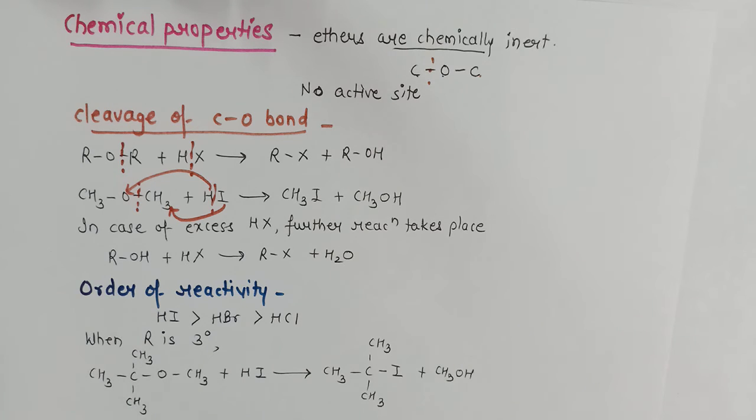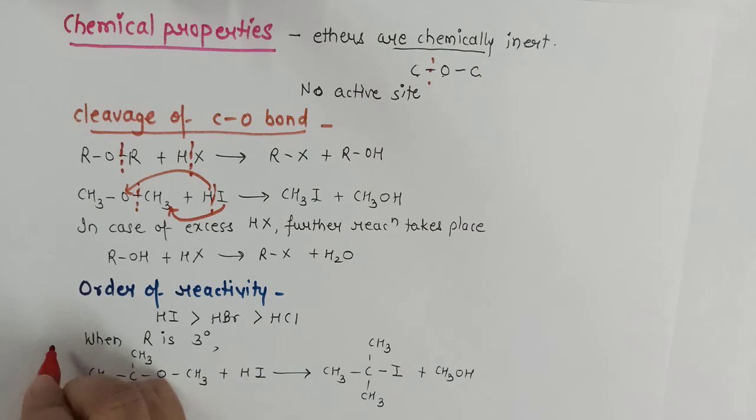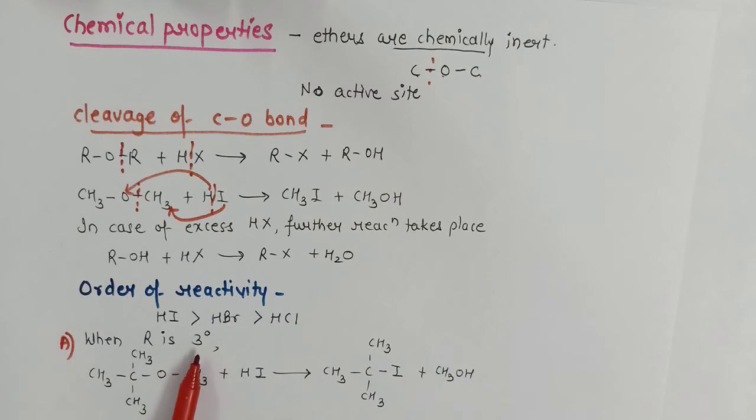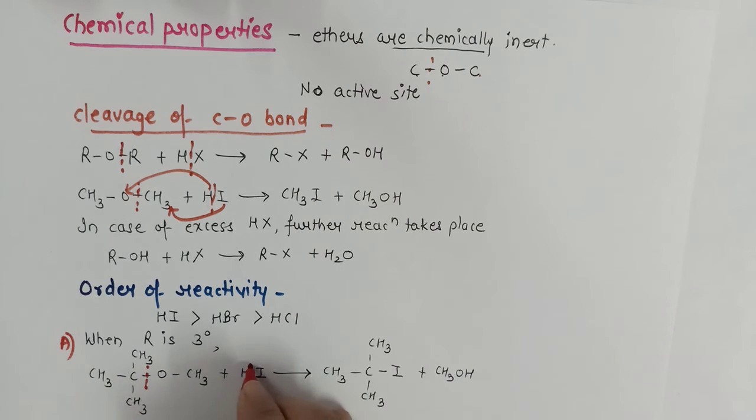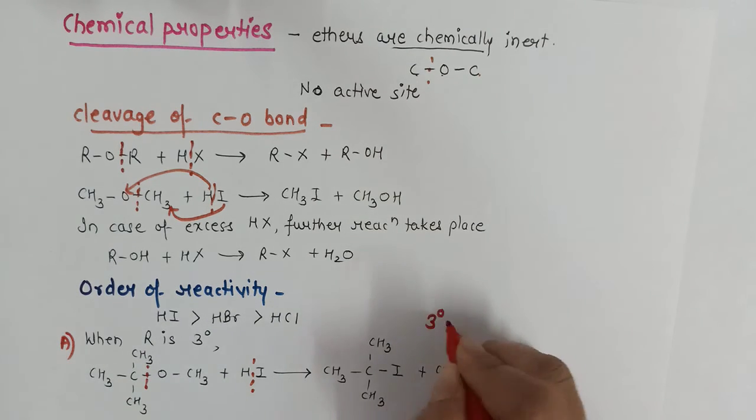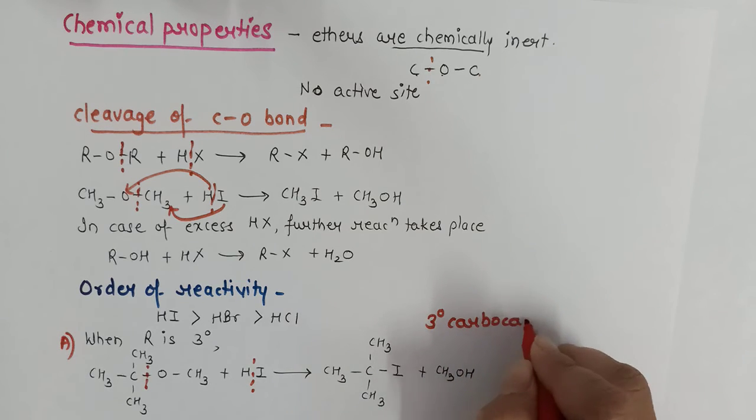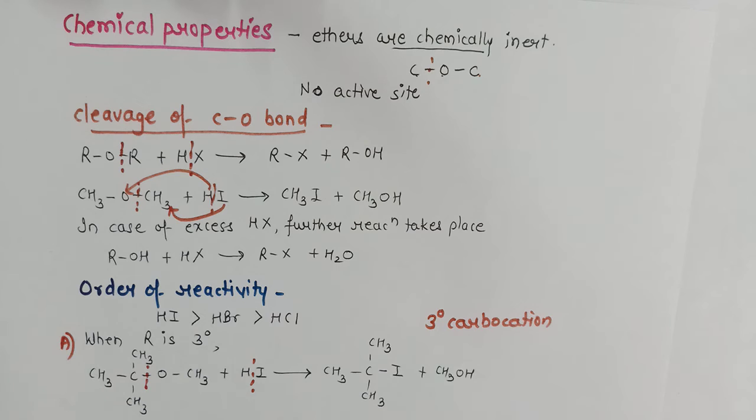Now there are three different conditions for this reaction. The first condition is when the alkyl group is 3 degree, for example tertiary butyl ethyl ether, when treated with hydrogen iodide. The cleavage will take place at the tertiary carbon atom, as it will form a 3-degree carbocation. We know the 3-degree carbocation is the most stable one, and therefore the halogen part will go to that 3-degree carbocation, forming the halide of the 3-degree part, and the alcohol will be formed from the other alkyl group.